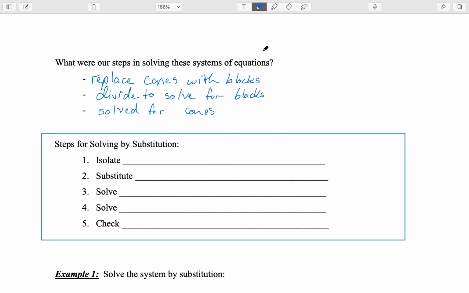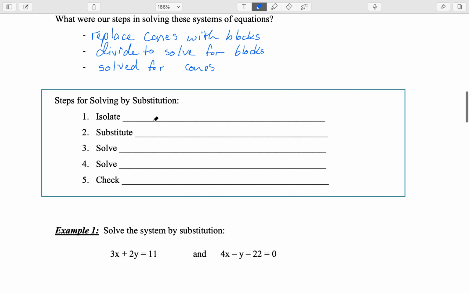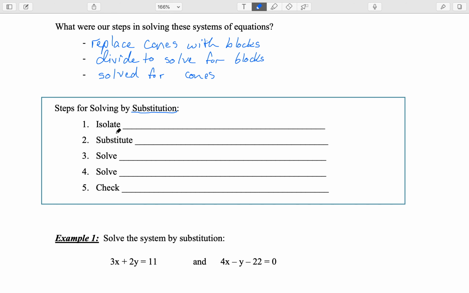So this is actually a substitution. When we do these algebraically without cones and blocks and stuff like that, here are going to be our steps. First thing I'm going to do is isolate one of the variables.